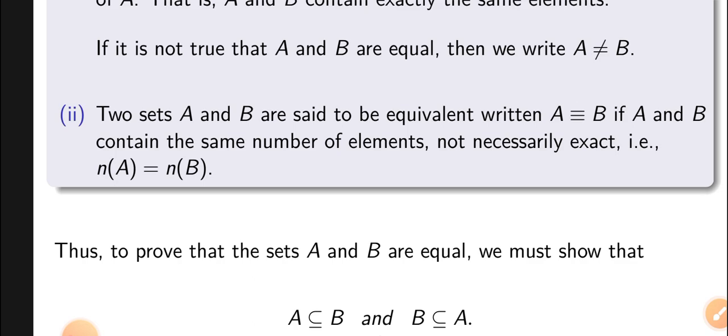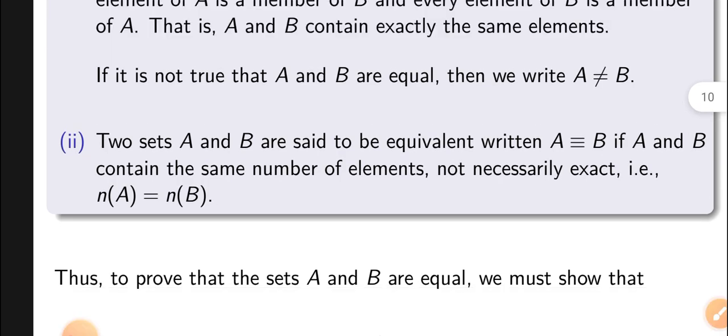It doesn't matter whether set A contains numbers and set B contains letters, as long as the number of elements is the same in both set A and set B, then we say they are equivalent. But if the number and the type of elements contained in both set A and B is the same, then we say set A and set B are equal. So equivalence has to do with number only, but equality has to do with both number and type.